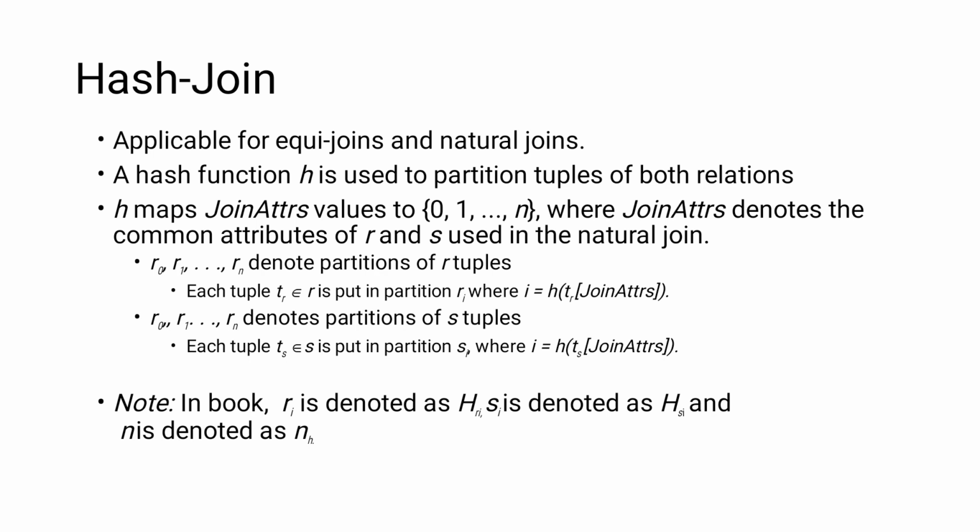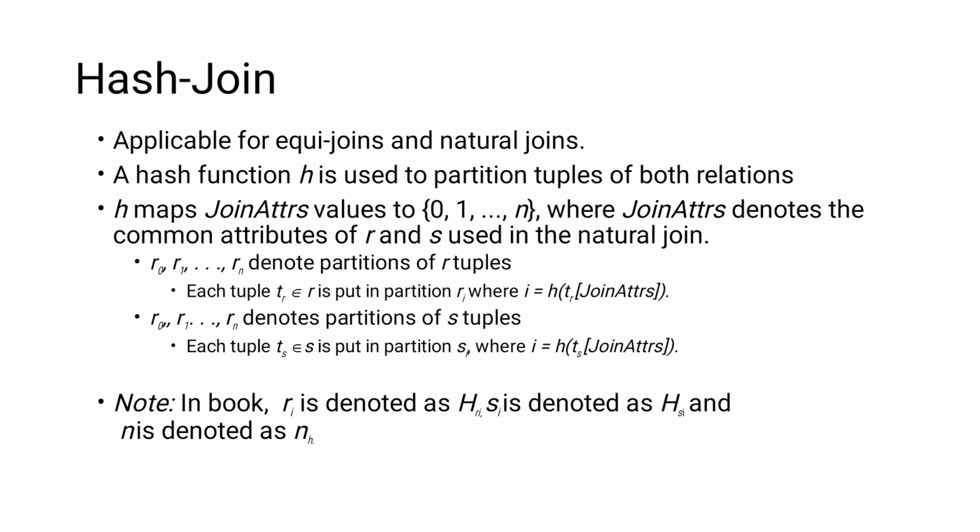The next topic, hash join. The hash join algorithm can be used to implement natural joins and equijoins. In the hash join algorithm, a hash function is used to partition tuples of both the relations. The basic idea is to partition the tuples of each of the relations into sets that have the same hash value on the join attributes. Let us assume a hash function h mapping join attribute values to 0 to n, and join attributes denotes the common attributes of R and S used in the natural join.